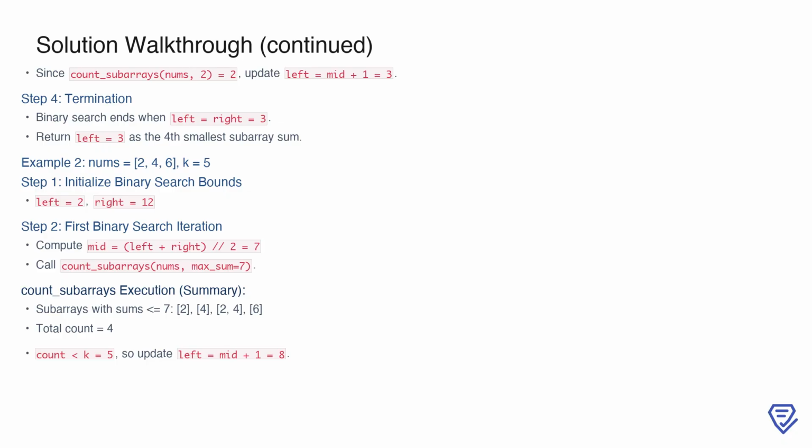Moving on to the second example, nums is 2, 4, 6, and k is 5. Here, we initialize the binary search bounds with left set to the smallest element, which is 2, and right set to the total sum of the array, which is 12.